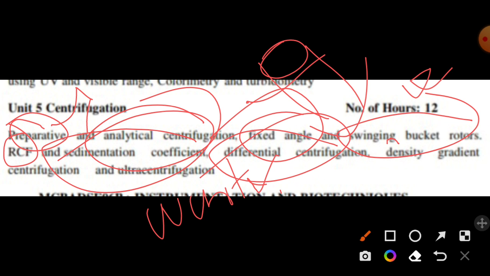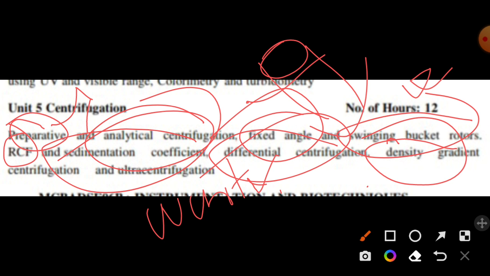And density gradient centrifugation has two parts: rate zonal centrifugation and isopycnic centrifugation. In isopycnic centrifugation, the density gradient forms during the centrifugation, and in rate zonal centrifugation, the density gradient is present before the centrifugation. Isopycnic centrifugation is independent of time, and rate zonal centrifugation is dependent on time. Rate zonal centrifugation separates particles on the basis of their size and density, and isopycnic centrifugation separates particles on the basis of their buoyant density only.